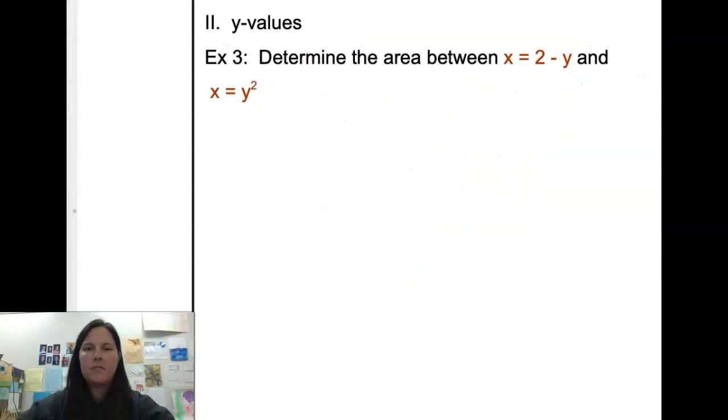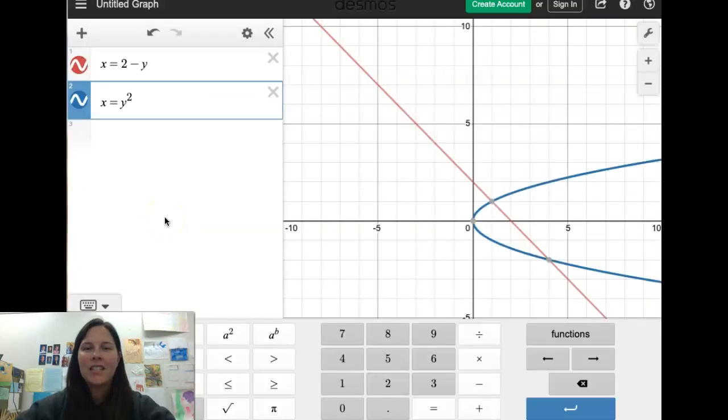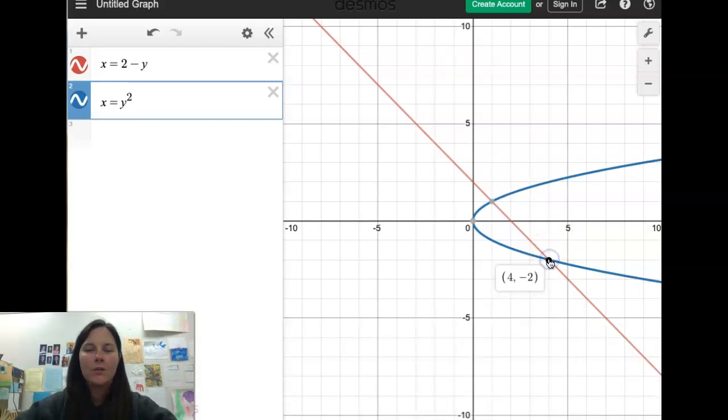Now we're going to take a look at finding the area using the y-axis. So we've got our two equations here. We've got x equals 2 minus y and x equals y squared. I've got these entered in on Desmos for you again. We're going to take a look at these graphs. For the y-axis areas, we need to take a look at the y values where these graphs intersect. So our first y value is -2, and our second y value is 1.